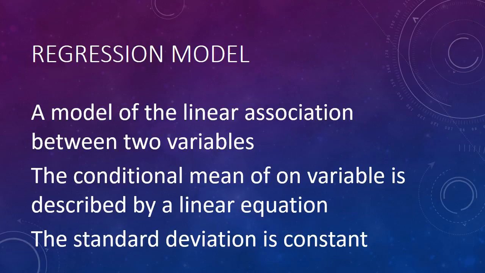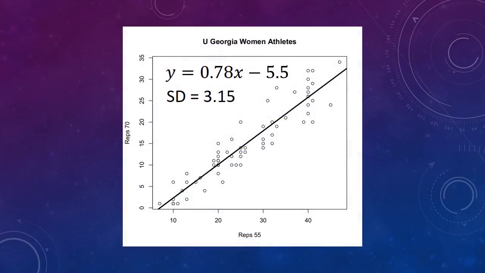So for example, with reps 70 and reps 55, we find the regression equation y equals 0.78x minus 5.5 with a standard deviation of 3.15. So this regression equation gives us the mean for rep 70 at each value of reps 55, and the standard deviation is going to be the same across the board. So when reps 55 is 10, the mean for rep 70 is 2.3, and the standard deviation is 3.15.